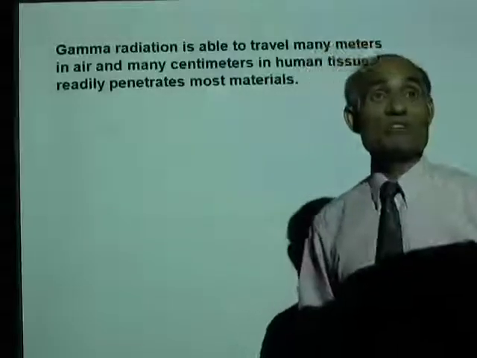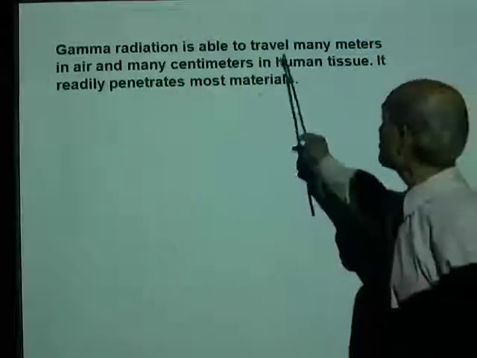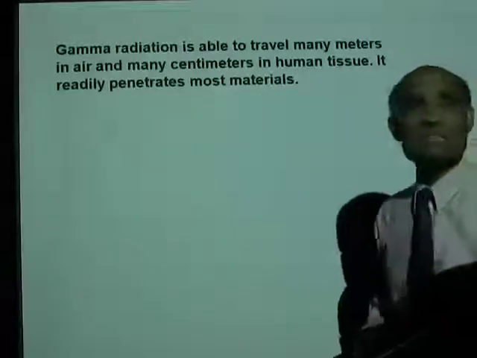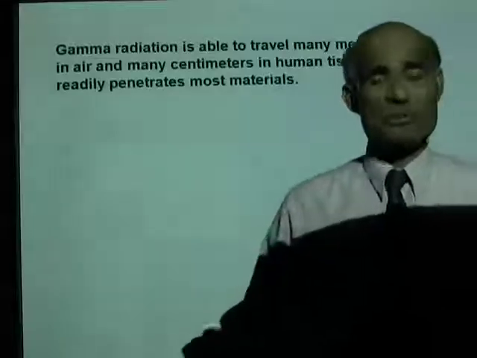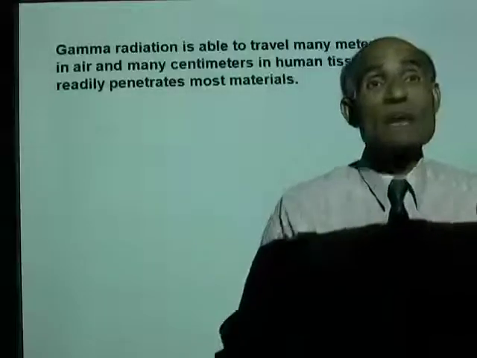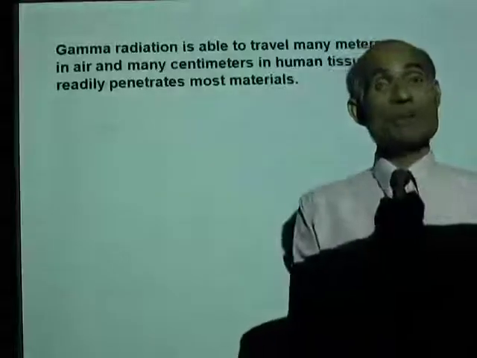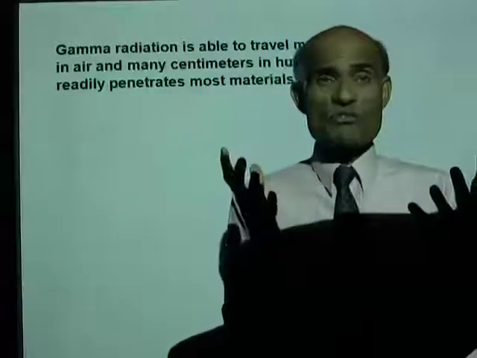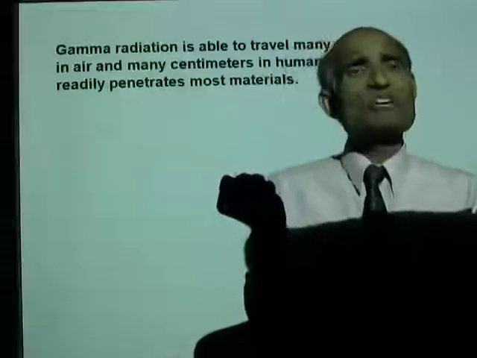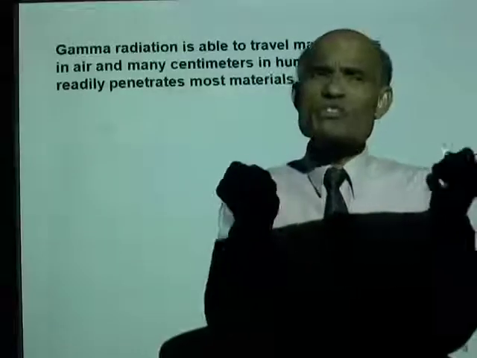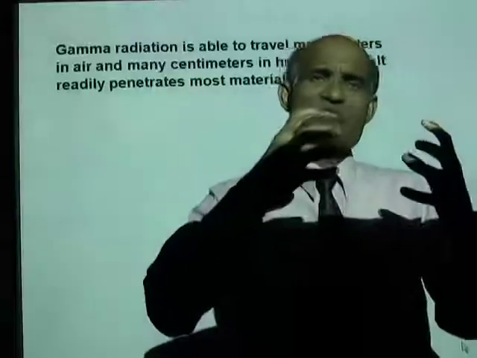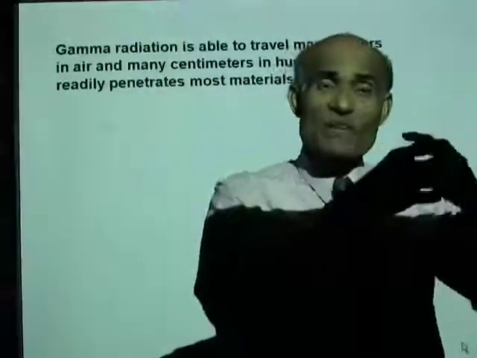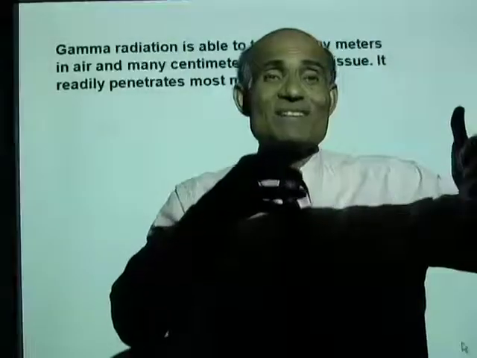These gamma radiations are able to travel many meters in air and many centimeters in human tissue. In fact, it readily penetrates most materials. Well, that brings us to the question of how damaging these radiations are. Alpha radiations are very massive. That means as they go through air, they will be colliding with air molecules. That means they will stop very fast.